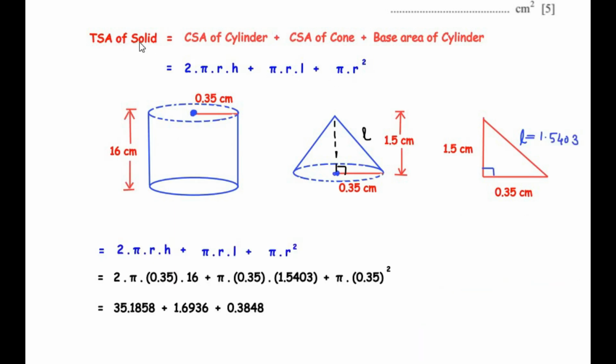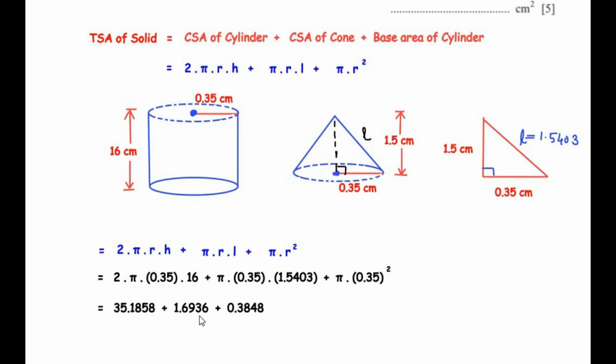So the total surface area of the solid is equal to, now taking this formula over here. So 2 times pi times the radius of the cylinder is 0.35 times height is 16 plus pi times r, that is radius of the cone, is 0.35 again, times the slant height, we got it as 1.5403 plus pi r square. Now this is the base area of the cylinder. So you can take pi times the radius of the cylinder is 0.35 square.